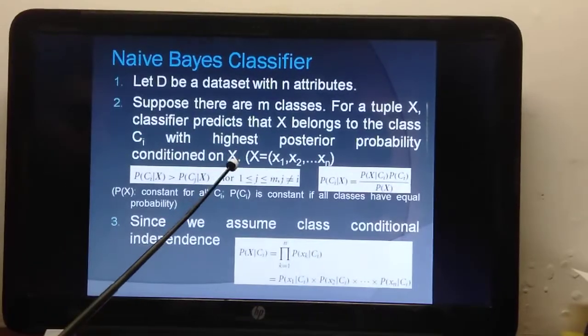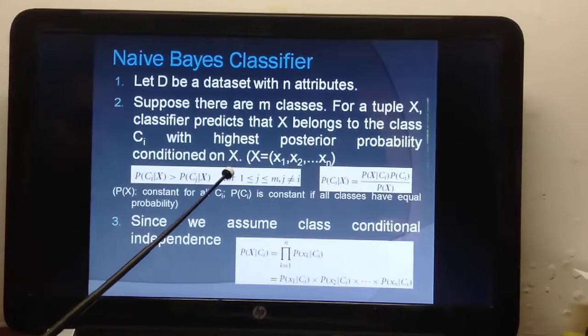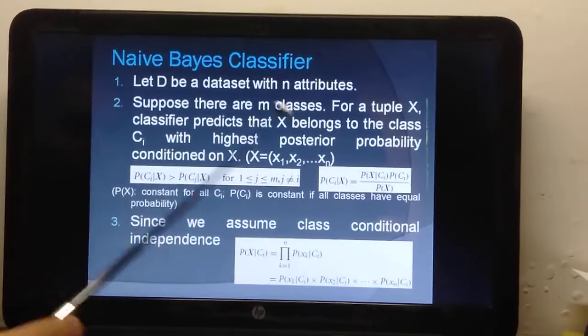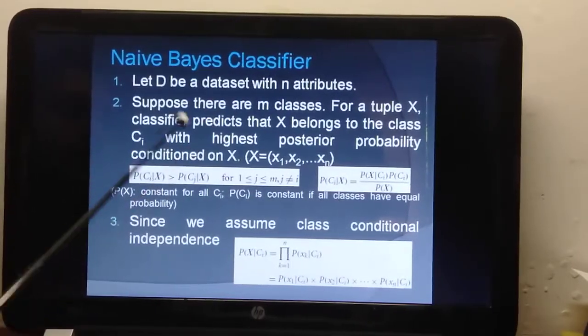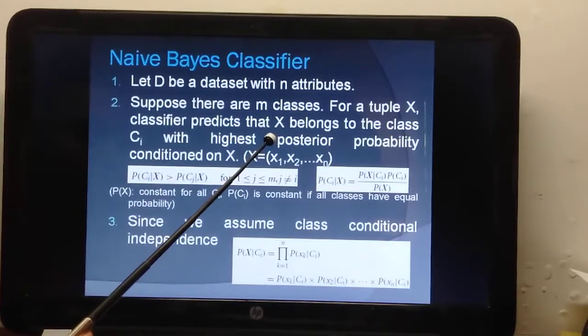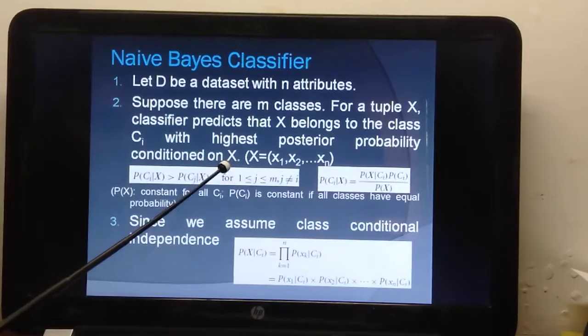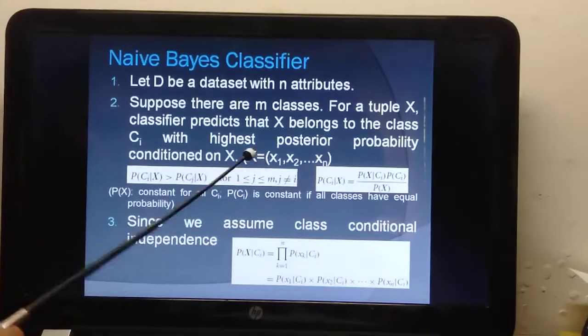So what we will do to classify a particular X is find the probability of X given yes and the probability of X given no. Whichever is greater, that is the class to which we will predict the X value. Now, suppose X is not a single value; X has n attributes. In our case, we have 4 attributes.